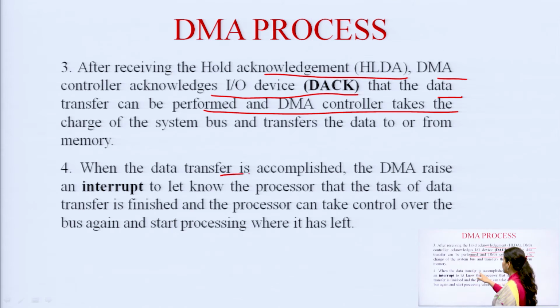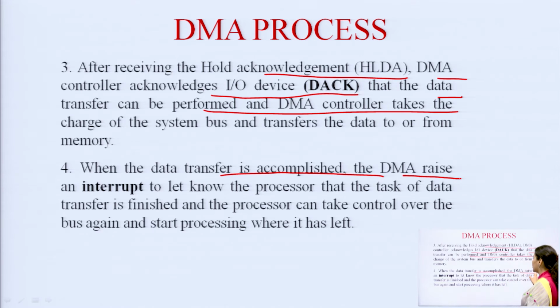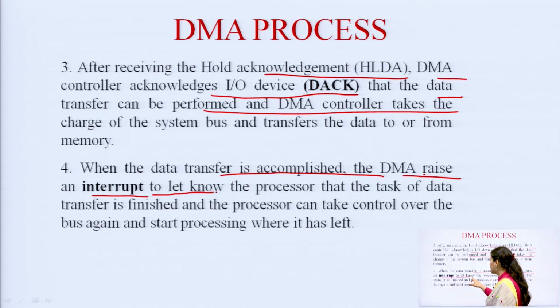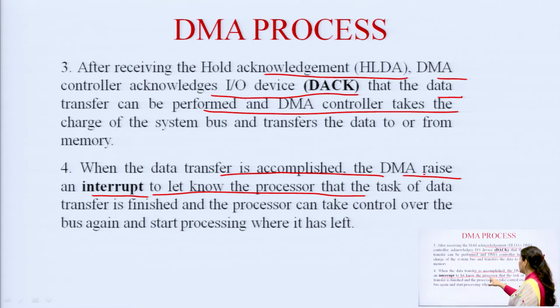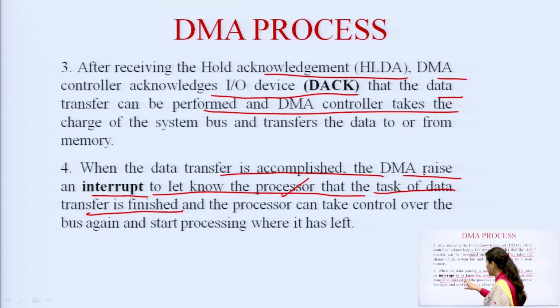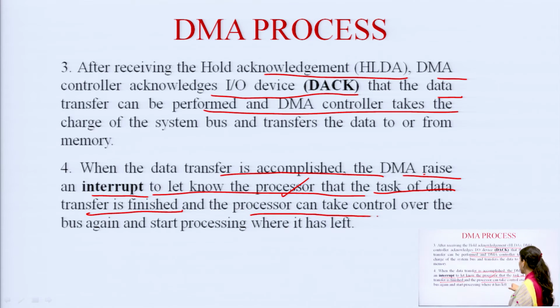When the data transfer is accomplished, the DMA raises an interrupt. Suppose whatever the memory operation was to be performed, whether it was reading or writing, it has been performed. Now, what will happen? The DMA will raise an interrupt to let the processor know that the task of the data transfer is finished now and the processor can take the control back. Which control? The control of the buses.